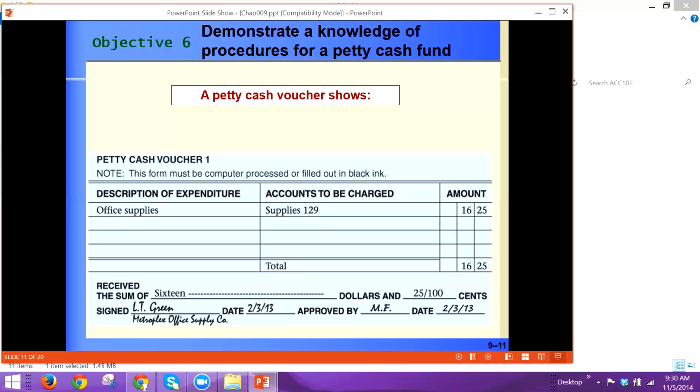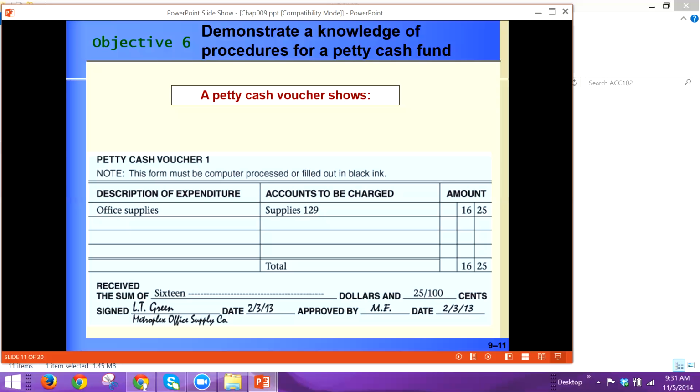So if there's $1.28 due for postage for him to deliver this package, then someone's going to go to the petty cash box and take out $1.28, give it to the postman, you get a receipt, and you put that receipt into the petty cash box.